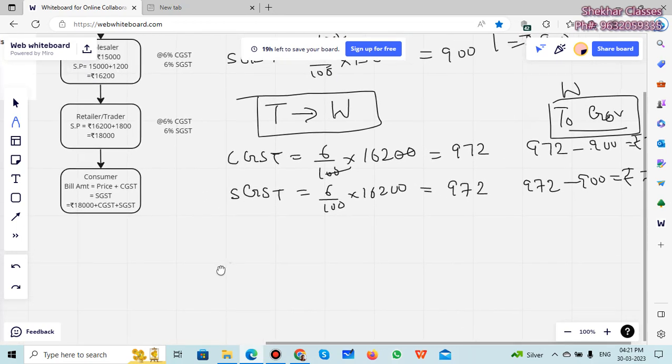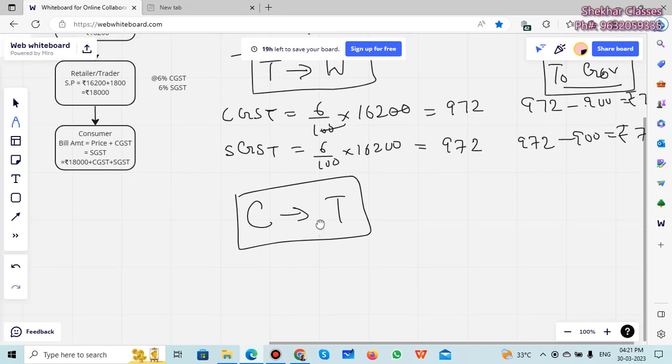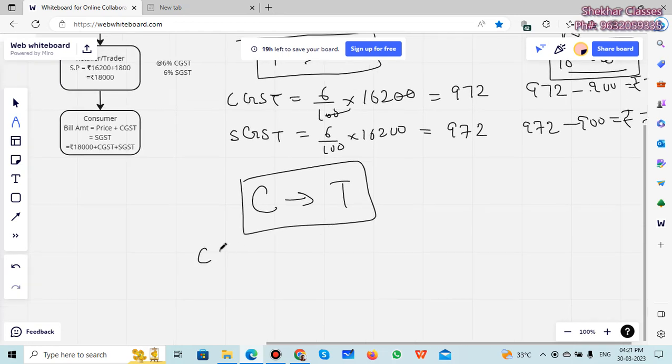So again this consumer will buy it from whom? The retailer, or we can say the trader. And how much tax does he have to pay? He will pay 6% CGST and SGST. So again 6% of what amount? The price at which he has sold, 18,000. So how much is that? Two zeros gone, so 1080.